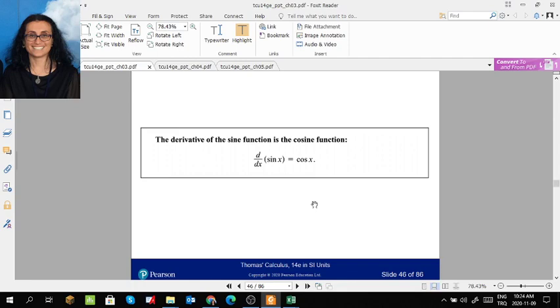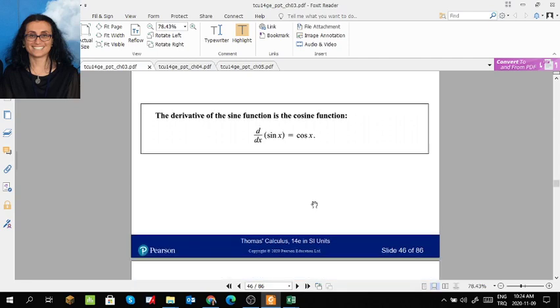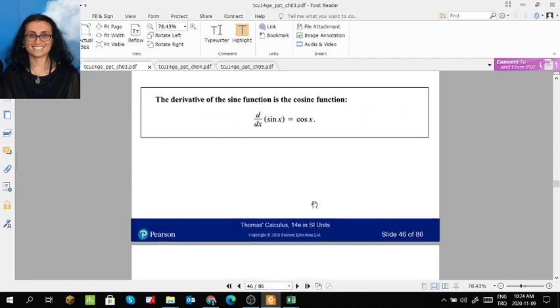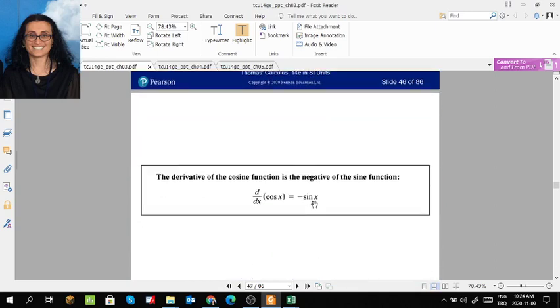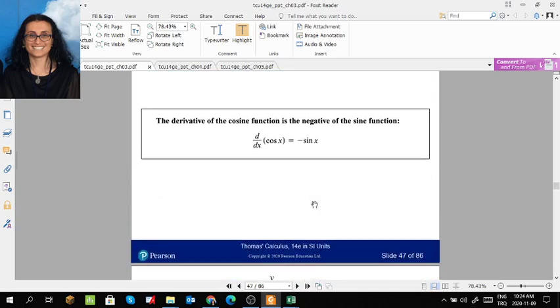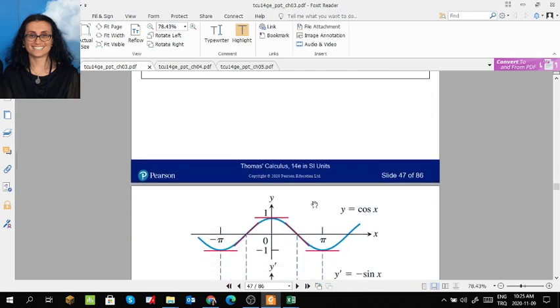But since these formulas are given to you, you don't have to use the limit definition of the derivative to show that. So I'm going to just tell you that this is what it is. The derivative of sine x is equal to cosine x. And the derivative of cosine x is negative sine x, as you will see here.